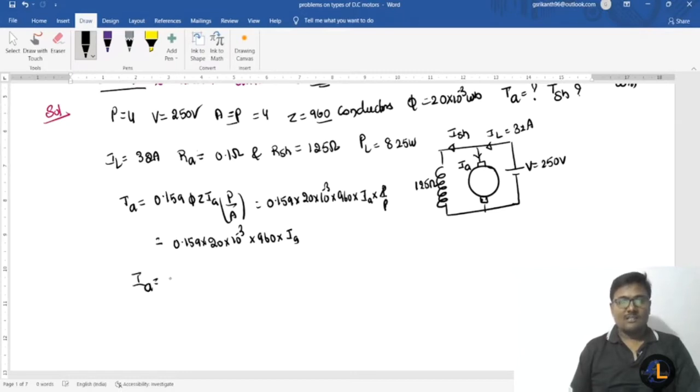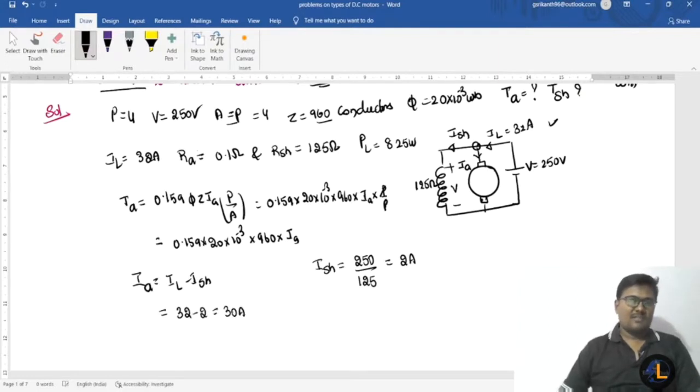So we have one relationship between the line current and shunt current. IA is equal to IL minus ISH, and IL is equal to IA plus ISH by applying KCL at this point. So IL is given as 32 amperes. The ISH is calculated like this. ISH is equal to supply voltage applied across 125 ohms. So 250 divided by 125, that should be equal to 2 amperes. Now 32 minus 2, the IA value is 30 amperes.